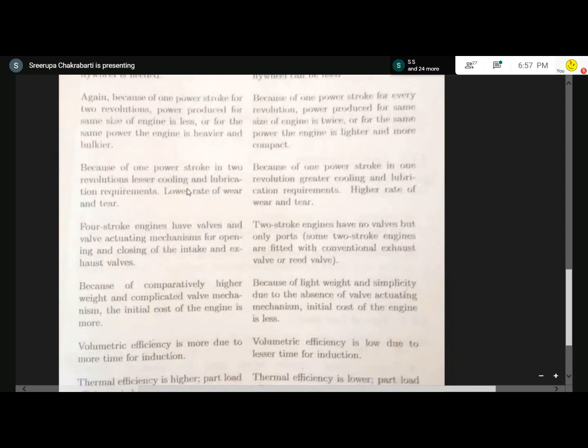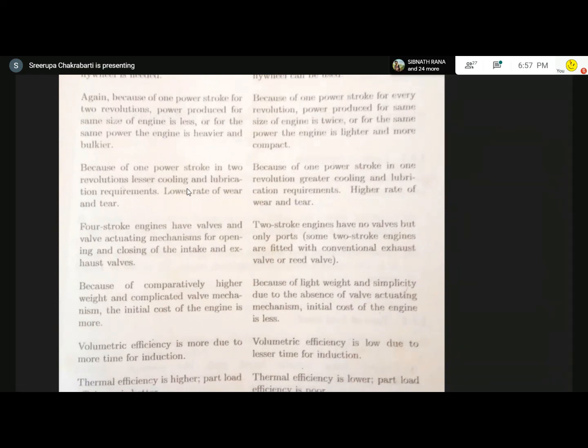Because of 1 power stroke in 2 revolutions, there are lesser cooling and lubrication requirements and a low rate of wear and tear. The more the number of power strokes, the more heat is generated inside the cylinder. So if more heat generation is there, there is more lubrication requirement and more cooling requirement.